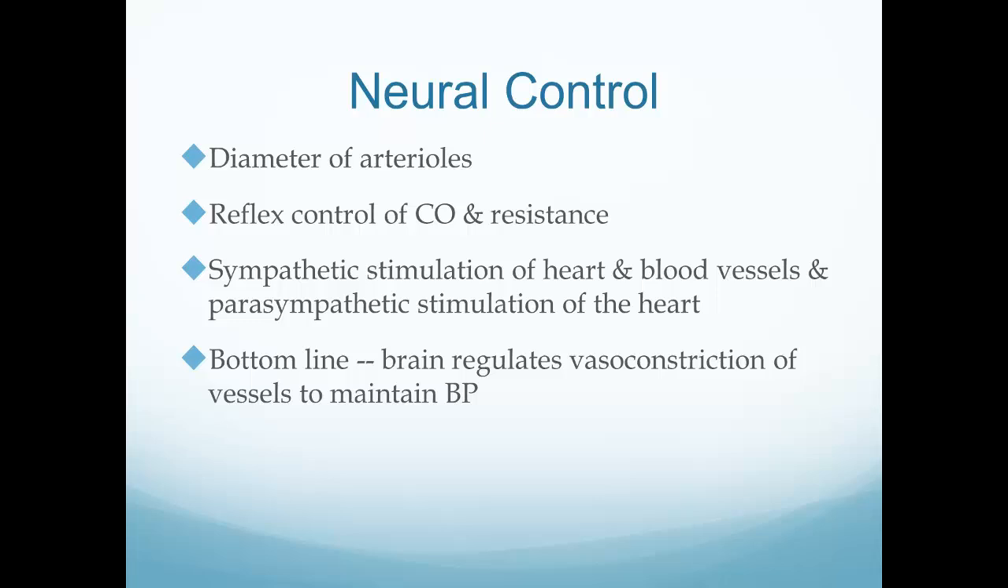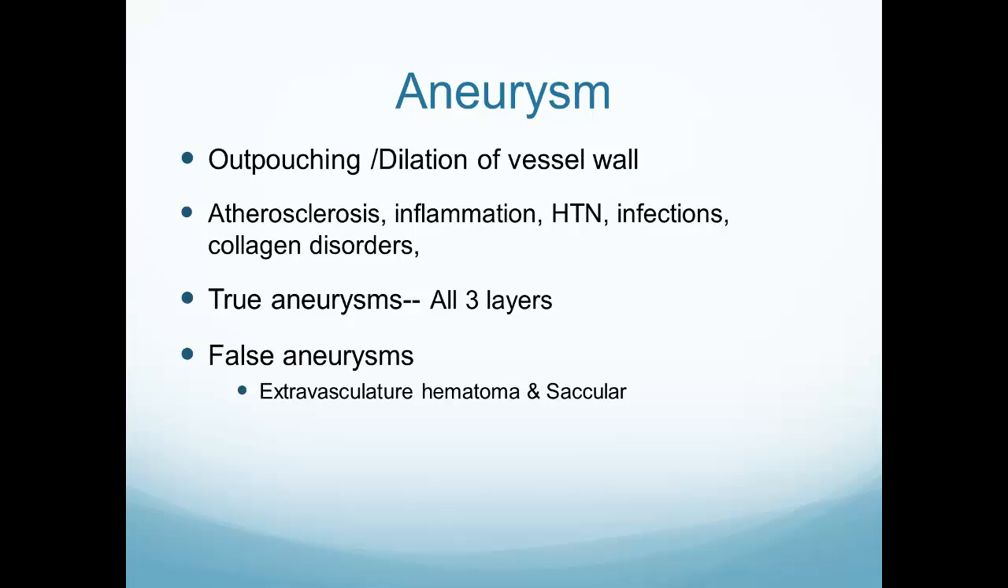Parasympathetic does just the opposite. So if you can remember one of them, then just flip it for the other. So if the sympathetic system makes the patient hypertensive and tachycardic, the parasympathetic system makes the patient hypotensive and bradycardic. The bottom line, the brain regulates vasoconstriction of vessels in order to be able to maintain our blood pressure. Okay, now you might want to add to that not just the brain, but we also have those baroreceptors that can function independently of what the brain is doing.